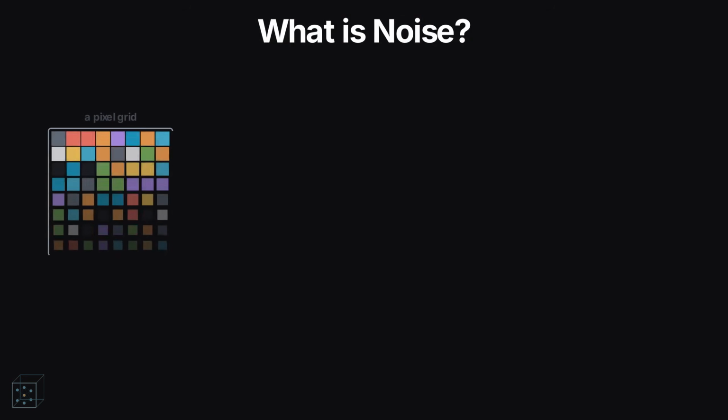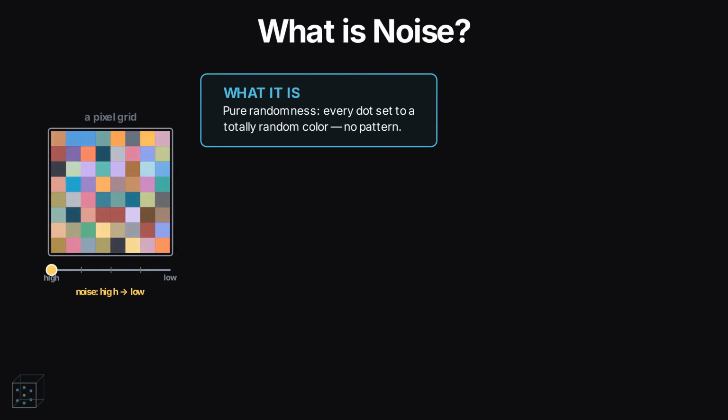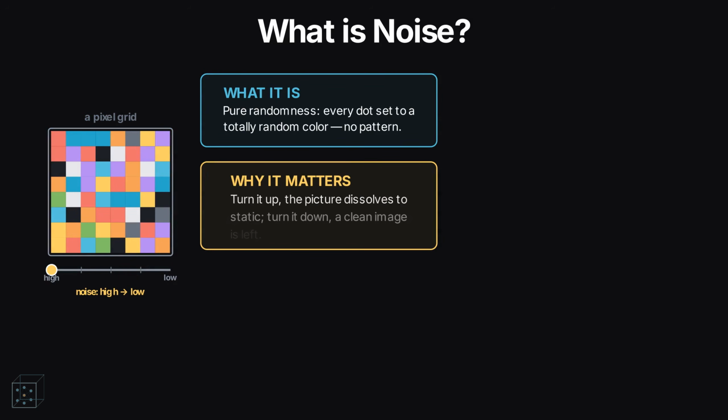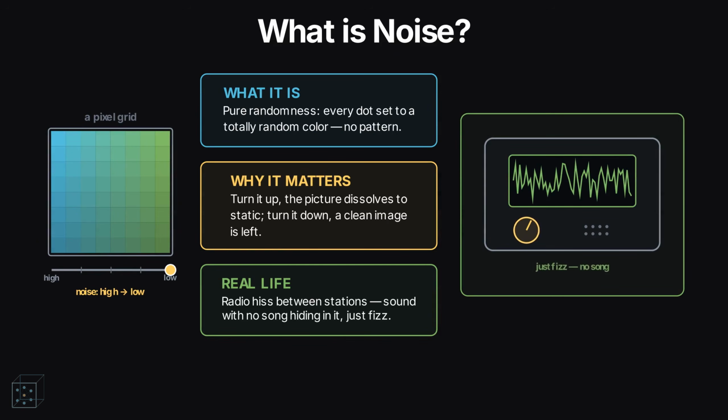So what do we mean by noise? Noise is just randomness, every dot set to a totally random color with no pattern at all. Turn it up, the picture dissolves into static. Turn it all the way down, you're left with a clean image. Real example, like radio hiss between stations, sound with no song hiding in it, just fizz.